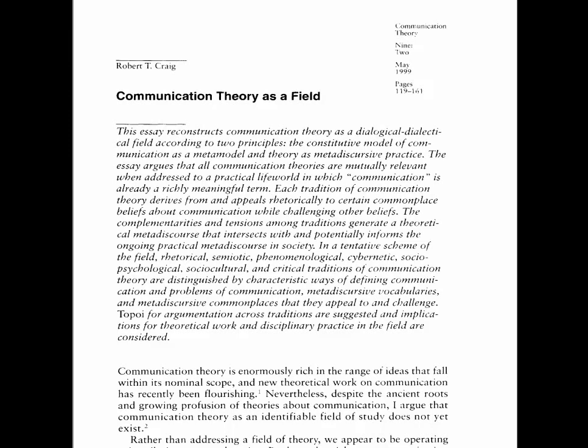Reading further into the abstract and demonstrating how this abstract captures the entire essay in a short paragraph, the central theme in Craig's essay and point that Littlejohn and Foss bring up in the first 2 pages of Chapter 3 is here. The complementaries and tensions among traditions generate a theoretical meta-discourse, and that discourse intersects with and potentially informs the ongoing practical meta-discourse in society. And then he mentions the 7 traditions of communication theory, which you read about in Littlejohn and Foss.